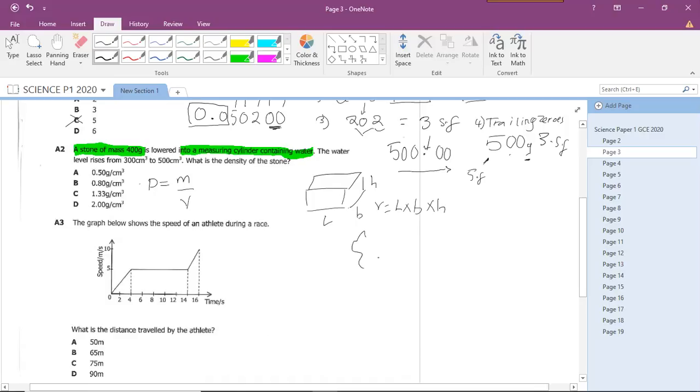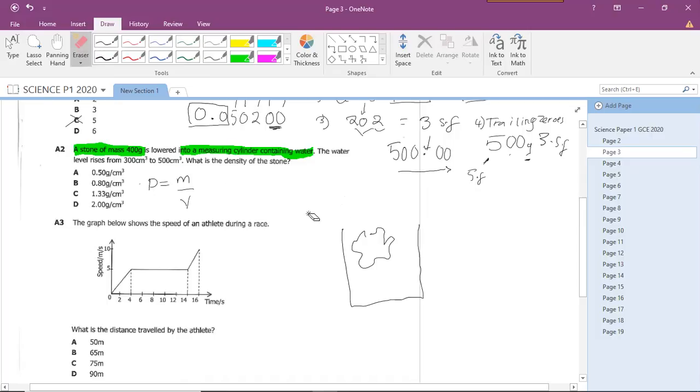But if you have a stone like that, a stone is very irregular. You cannot determine the dimensions of this stone very easily, so you can't determine the volume. The only way you can determine the volume is if you lower this stone into a measuring cylinder and you look at the water that has been displaced. So that's what the question is telling us here.